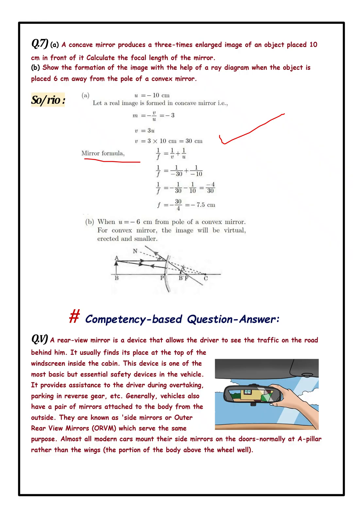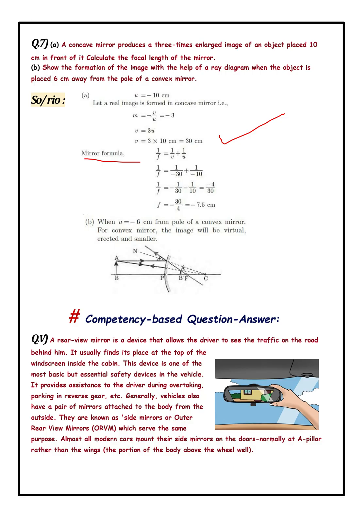Driver to see the traffic on the road behind him. It usually finds its place at the top of the windscreen inside the cabin. This device is one of the most basic but essential safety devices in the vehicle. It provides assistance to the driver during overtaking, parking in reverse gear. Generally, vehicles also have a pair of mirrors attached to the body from the outside. They are known as side mirrors or outer rear view mirrors, which is abbreviated as ORVM, which serve the same purpose. Almost all modern cars mount their side mirrors on the doors, normally at a pillar rather than the wings.